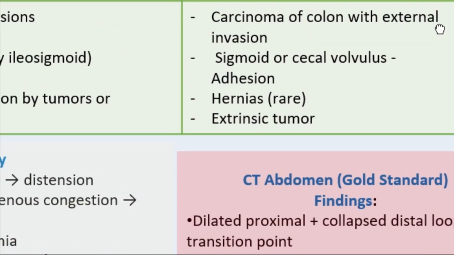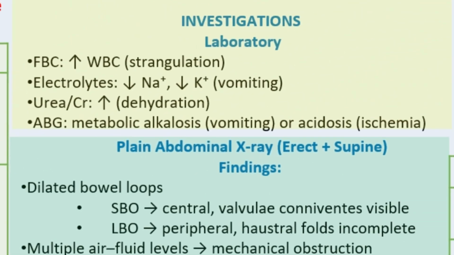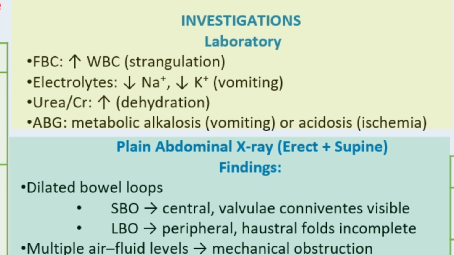So we go to the investigations that we do when we suspect IO. We can do a full blood count, where we see an increased white blood cell count. We can do electrolytes, where sodium will be low and potassium too, due to the vomiting. We can do urea and creatinine, which are going to increase because of the dehydration, and we shall have concentration. Then we can do the arterial blood tests as well. We can see metabolic alkalosis due to the vomiting, or if we see acidosis, then we highly suspect that there is ischemia and production of lactic acid.